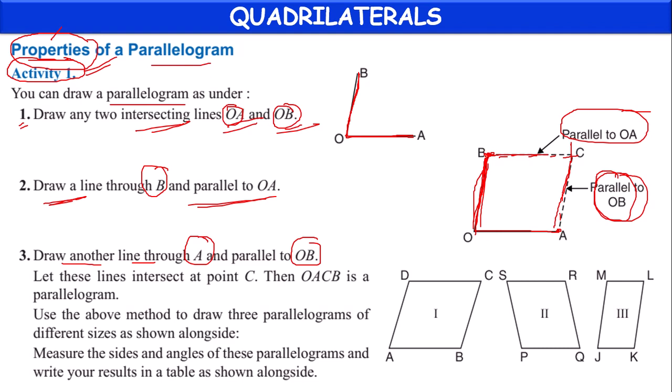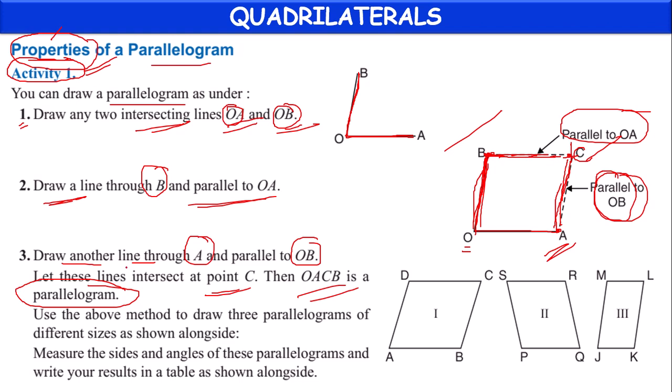So the parallel line which we have drawn from B and the one which we have drawn from A, let these parallel lines intersect at one point, which is named as C. Then the figure formed by these 4 points, OACB or OABC, will be considered as a parallelogram.